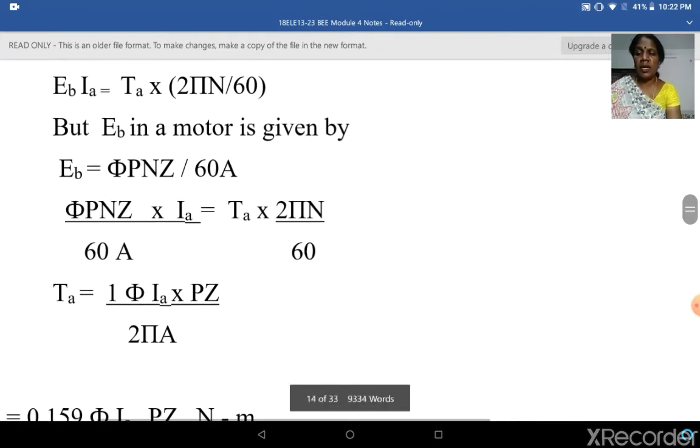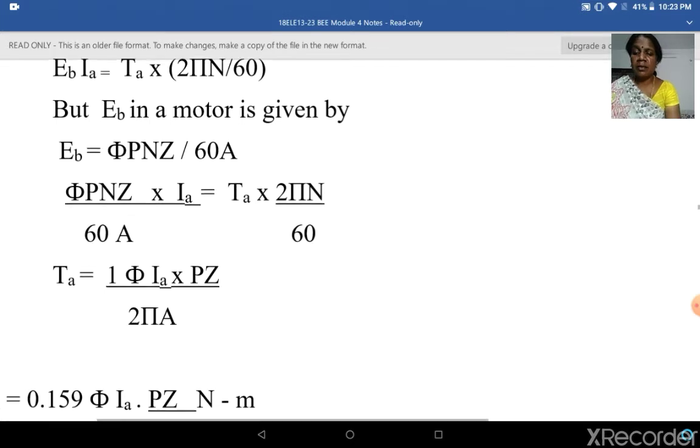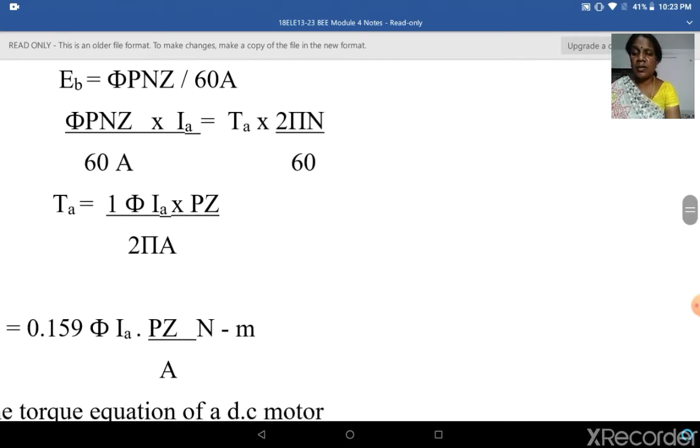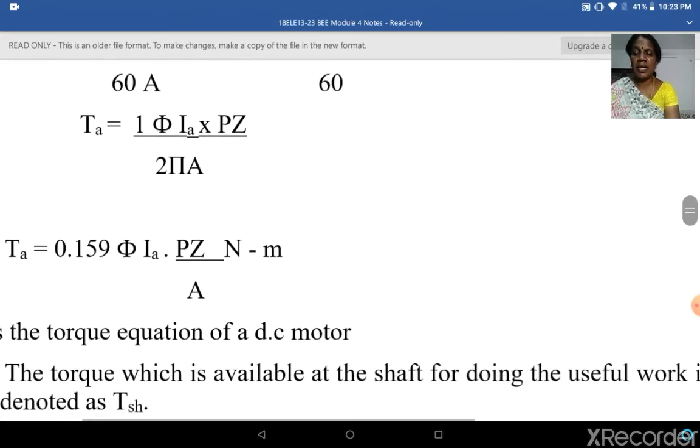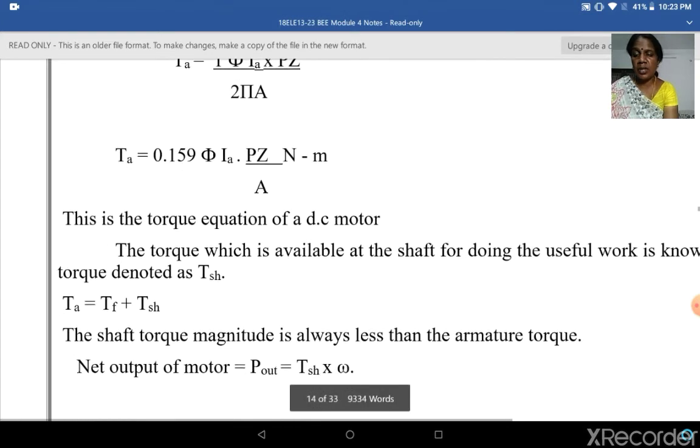But EB in a motor is given as phi P n Z by 60 A. So phi P n Z by 60 A into IA is equal to TA into 2 pi n by 60. By simplifying, you will get TA equal to phi IA into P Z by 2 pi A, so it is 0.159 phi IA P Z by A Newton meter. This is the torque equation of a DC motor.